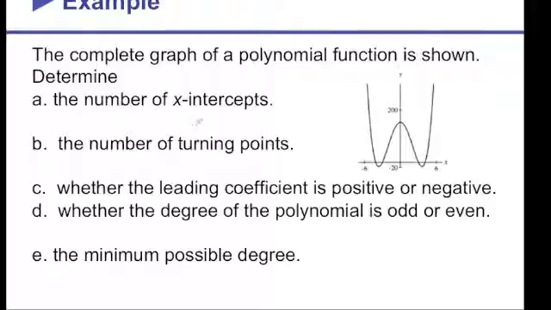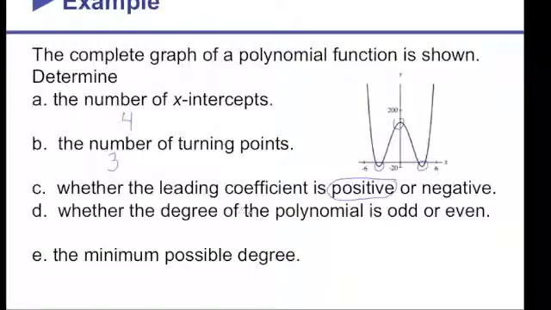How many x-intercepts? 1, 2, 3, 4 places it crosses the x-axis. How many turning points? 1, 2, 3 turning points. Is the leading coefficient positive or negative? Well, as it goes to the right, it goes up, so the leading coefficient is positive.